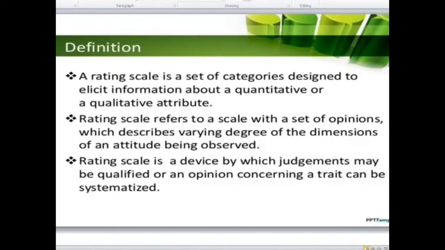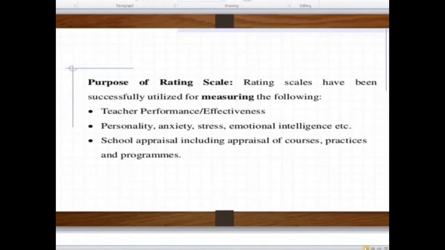It also refers to a scale with a set of opinions which describes varying degrees of the dimensions of an attitude being observed. Simply, we can say it is a device by which judgments may be qualified or an opinion concerning a trait can be systemized. Purpose of rating scale.